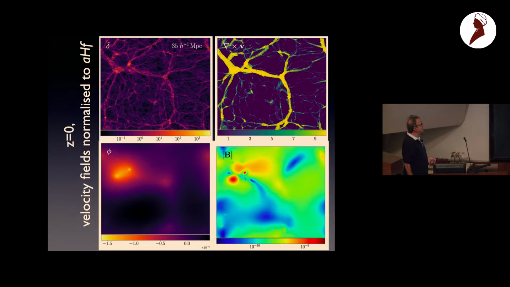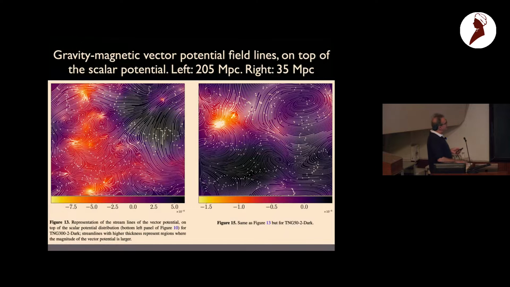And this is really what I love, a superposition of the lines of the gravitomagnetic field superimposed on the scalar potential field. And so you see how this gravitomagnetic field creates these vortices, etc. Okay?